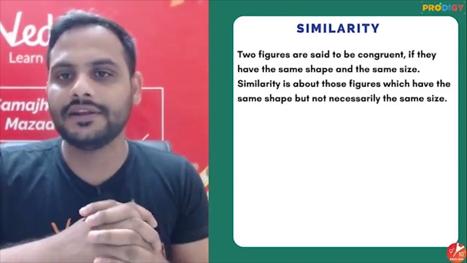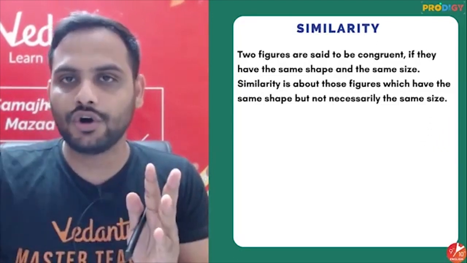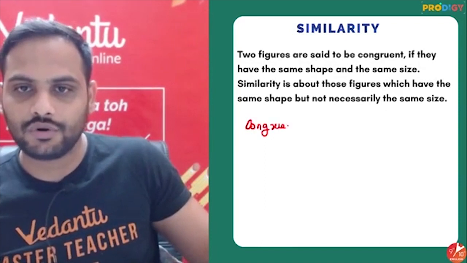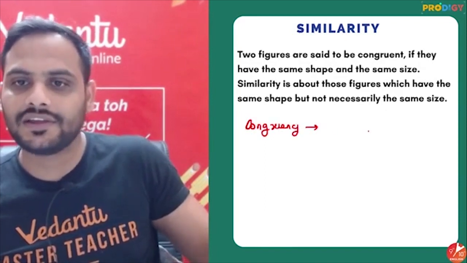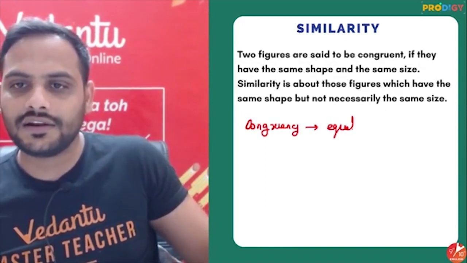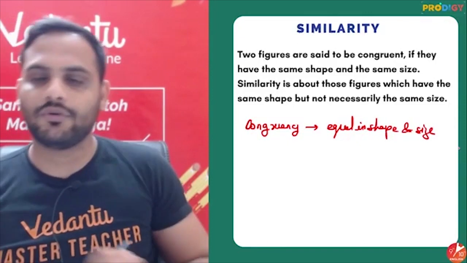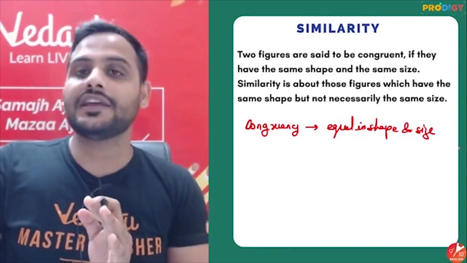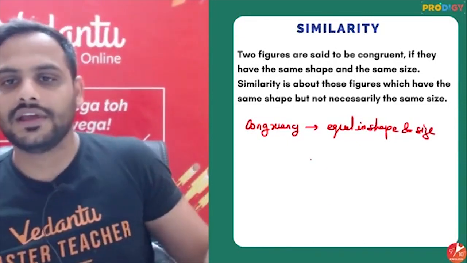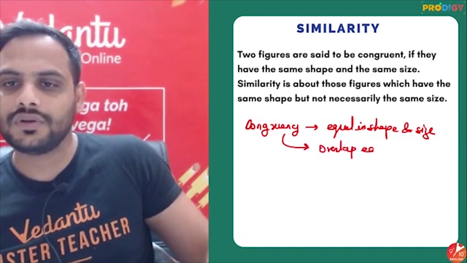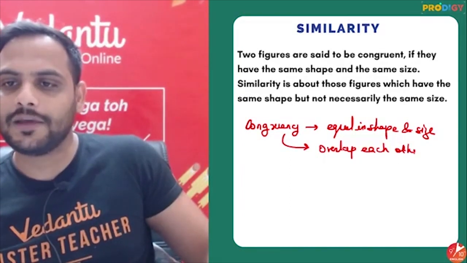So similarity, remember guys, we say congruency. When I talk about congruency, remember I say that the figures are equal in shape and size. I want the figures to be exactly equal in shape and size, and two congruent figures overlap each other.